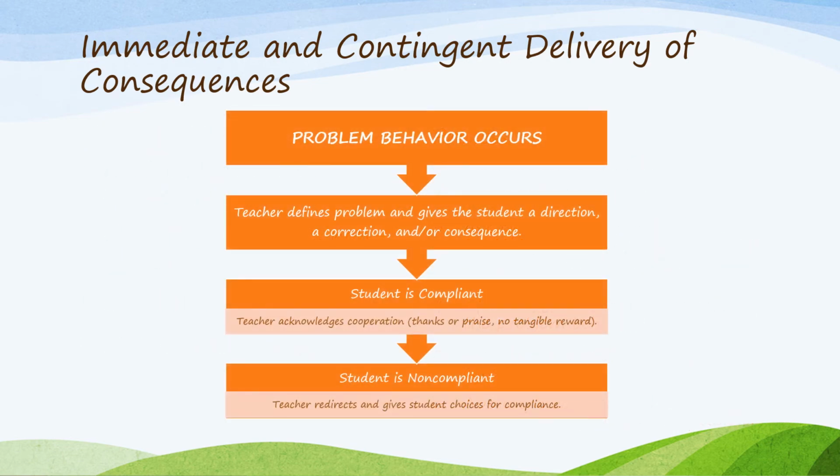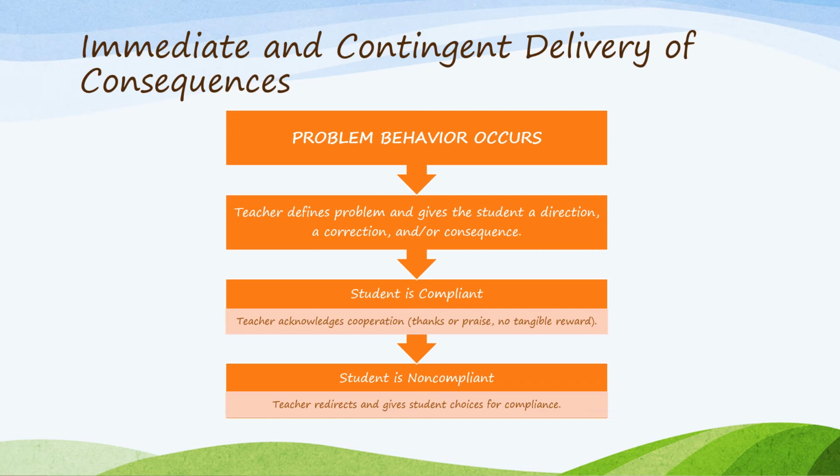This slide summarizes the process of delivering consequences for inappropriate behavior. Once the problem behavior occurs, the supervision aide defines the problem, gives the student a direction, a correction, or a consequence, depending on the behavior and the severity. If the student is compliant, the staff member should acknowledge cooperation, provide thanks or praise, but do not offer a ticket for demonstrating the appropriate behavior. Because the student is receiving a consequence for his or her behavior, it is inappropriate to provide a reward.